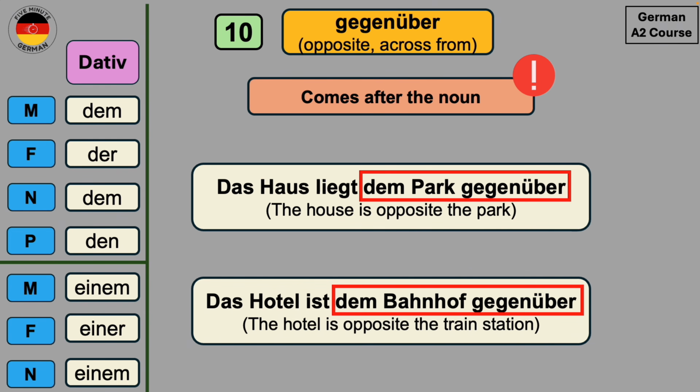Another similar example can be Das Hotel ist dem Bahnhof gegenüber. The hotel is opposite or across from the train station. Over here again we have used dem Bahnhof, and after that we have used the preposition which is gegenüber. So this is something that you should keep in mind when you use gegenüber, that this is a preposition which comes after the noun, whereas all the other prepositions that we have learned come before the noun.